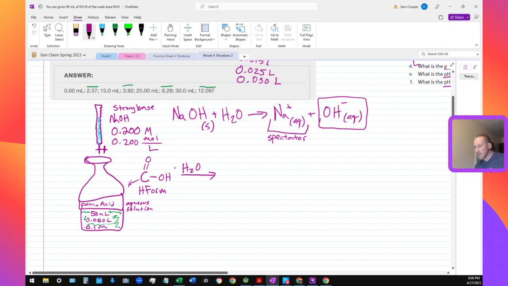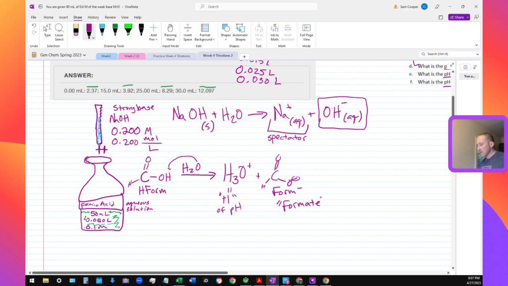Formic acid likes to basically give this proton to that oxygen, creating H3O plus, which is the thing that gives a solution its pH. That is the H of pH. So the formic acid, the H form, is going to give that proton to the water, which means that it will leave behind most of itself, except for that with a negative charge there, as what we will be calling form minus, which is also known as formate.